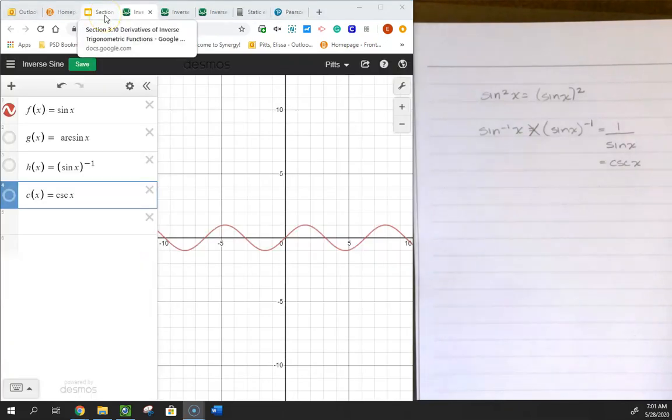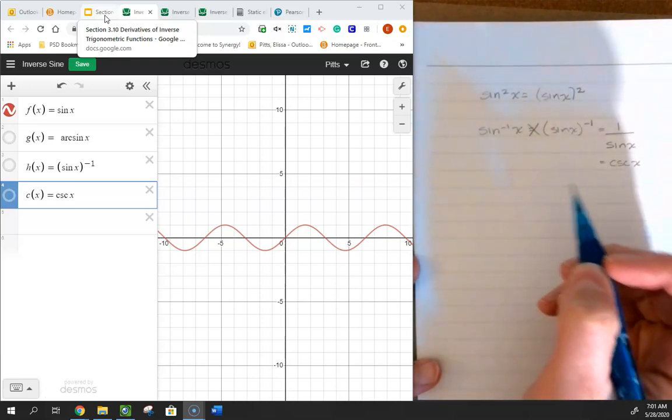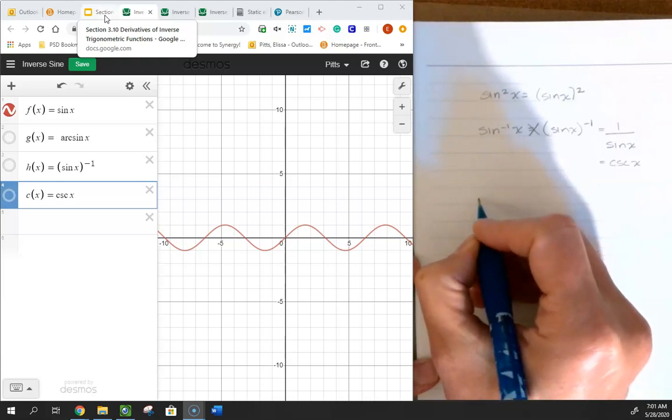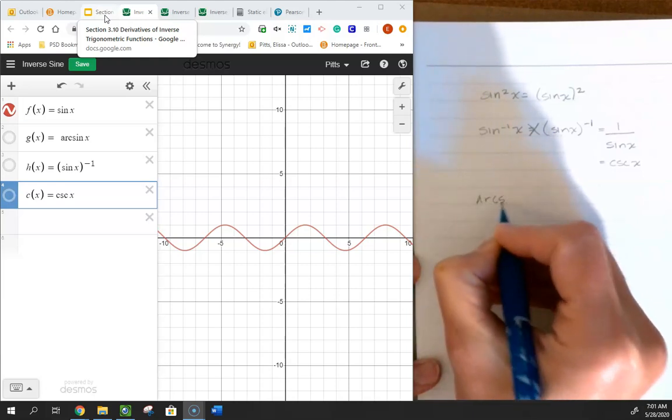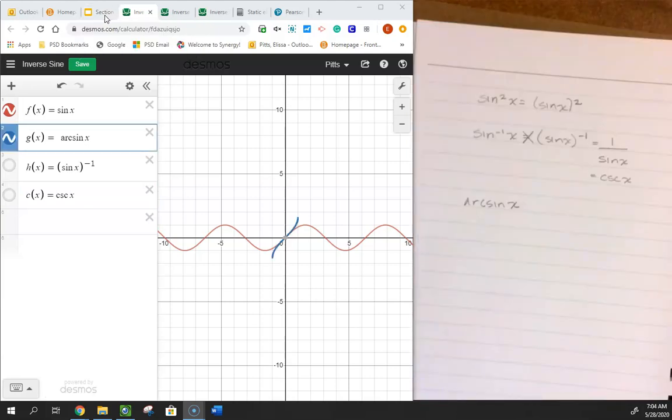So a notation that they will use instead of this sine to the -1 of x, which can be confusing, is that they'll say that the inverse sine function is the arc sine function. So let's look at the graph of our sine function and our arc sine function. And the first thing that you probably notice is that our sine function, nice and wavy, goes all along the x-axis. But our arc sine function is restricted between here and here.